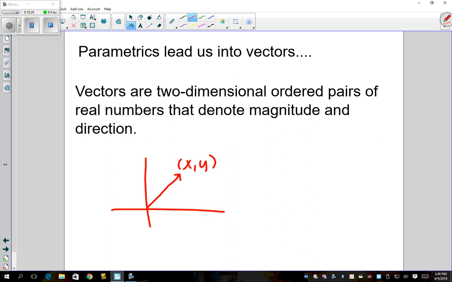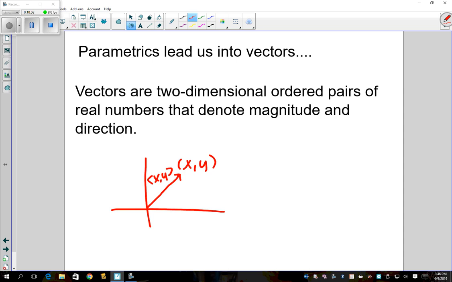And so vectors we denote with arrows generally. While this point would be the point xy, when we draw a line or an arrow, that would denote our vector xy. And so vectors are similar to parametrics in that there's usually another variable, another parameter, at least what we're going to be doing with vectors, so there'll be another parameter.